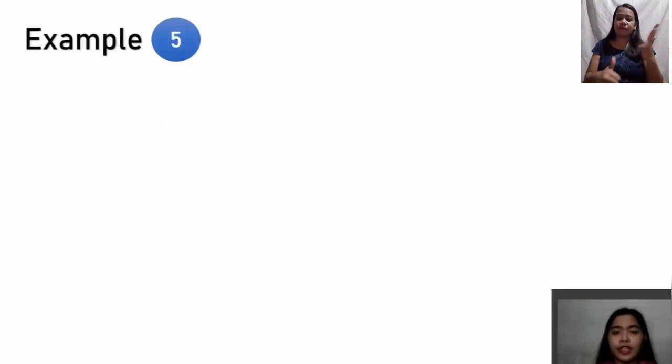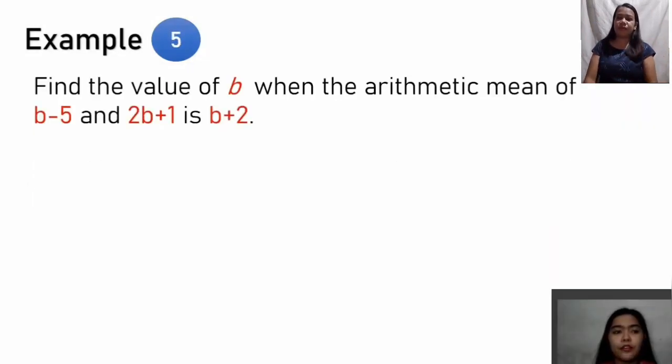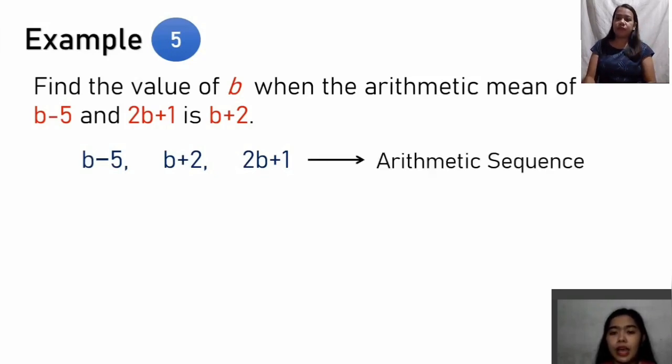Here is our fifth example. Find the value of b when the arithmetic mean of b minus 5 and 2b plus 1 is b plus 2. Since b plus 2 is the arithmetic mean, it is located between b minus 5 and 2b plus 1. So, that is b minus 5, b plus 2, 2b plus 1. And this forms an arithmetic sequence.